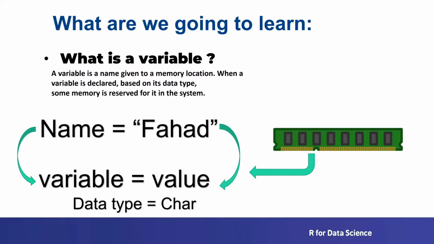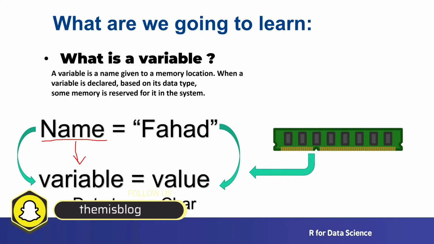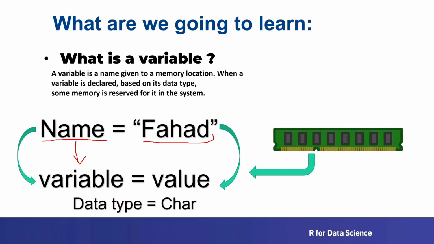So let's start. First of all, what is a variable? A variable, as it says, is a name given to a memory location. Whenever we declare a variable, let's say here there is a variable called name. This is the variable, and I am storing my name inside this variable. So my name is Fahad, which is a value, and the variable is name.